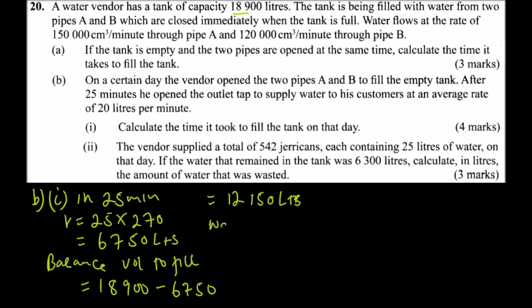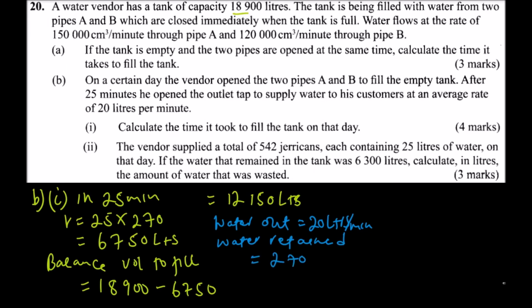So we can say water out is equal to 20 liters per minute, the water supplied to the customer. So water retained in the tank, since the two pipes are supplying 270 liters per minute, is equal to 270 minus 20, and that will give us 250 liters. So that is the water that is retained when he supplies the water to the customer.